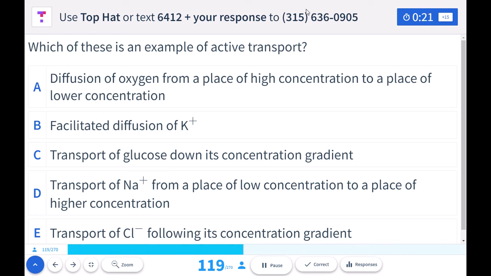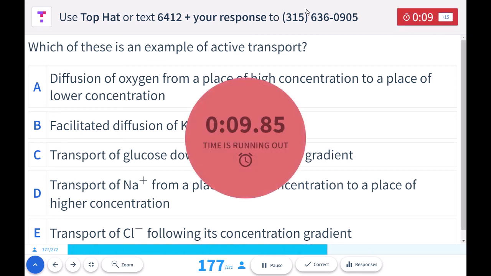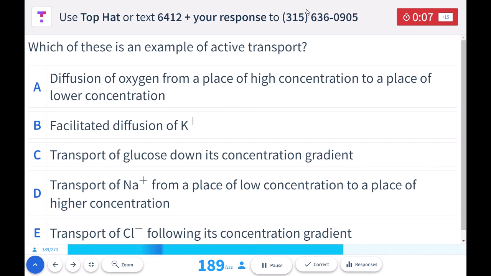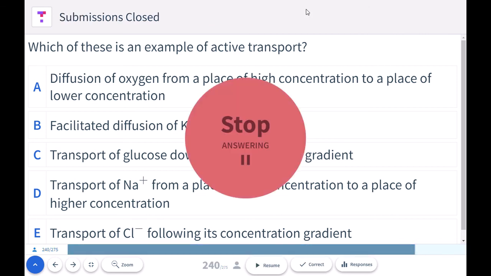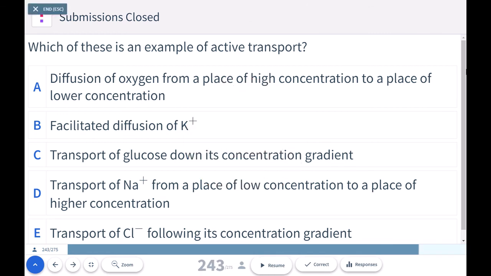We have about 20 seconds left. One of these is against the concentration gradient. All of the other ones go with the concentration gradient. So if you haven't answered yet, make sure you click answer. Again, we're only grading on participation.